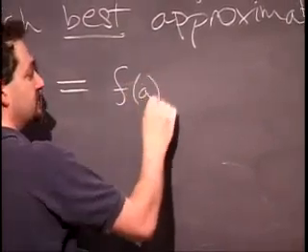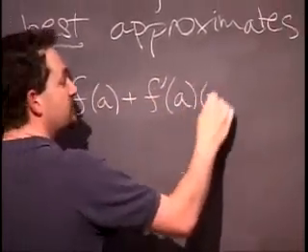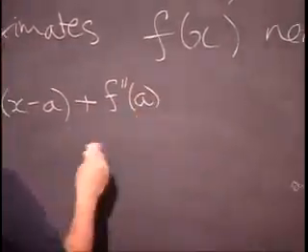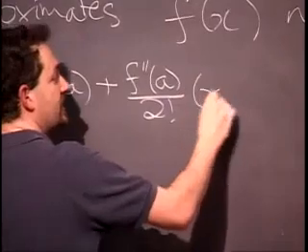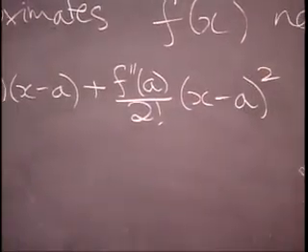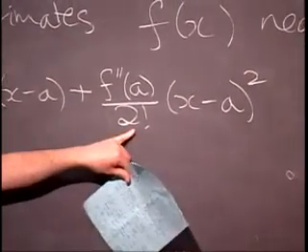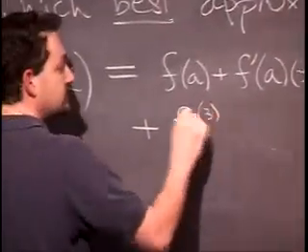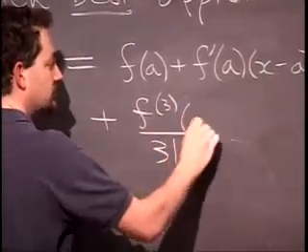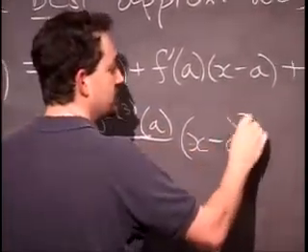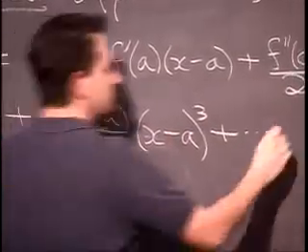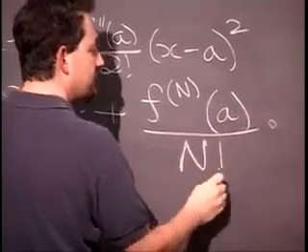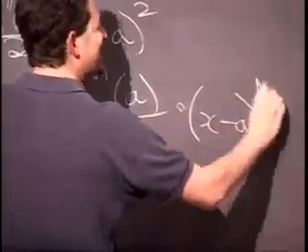f of A plus the derivative f prime of A times x minus A, plus the second derivative at A over 2 factorial times x minus A all squared. That's what we've already written, but I had a half there instead of a 2 factorial. It's the same thing. Then we'll have the third derivative over 3 factorial times x minus A all cubed. And I keep going up until the capital Nth derivative at A over n factorial times x minus A to the n.